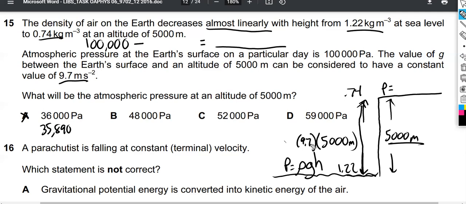Yes, whoever said it, take the average. We're going to take the average. Because we can't plug in 1.22, we can't plug in 0.74, but it decreases almost linearly. Well, that's kind of like, well, I'll just take the average of it, right? It's the average density there.